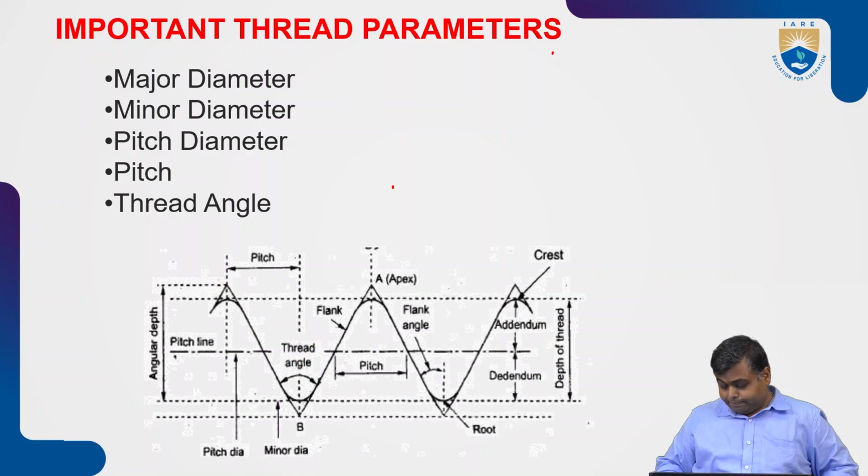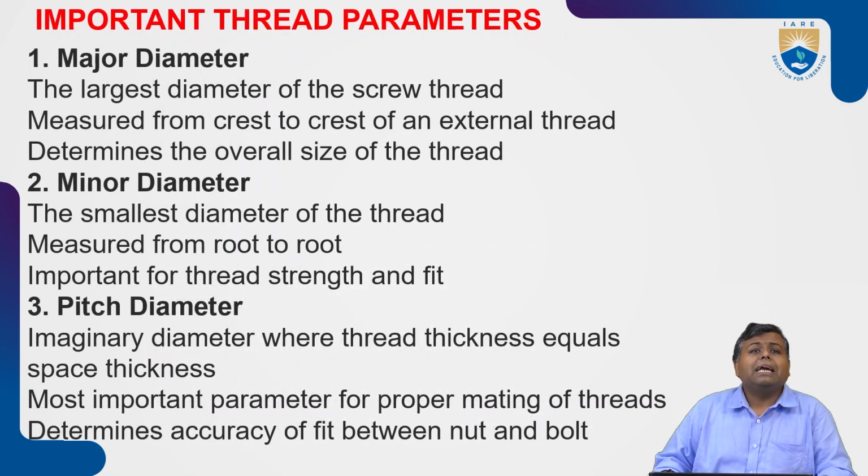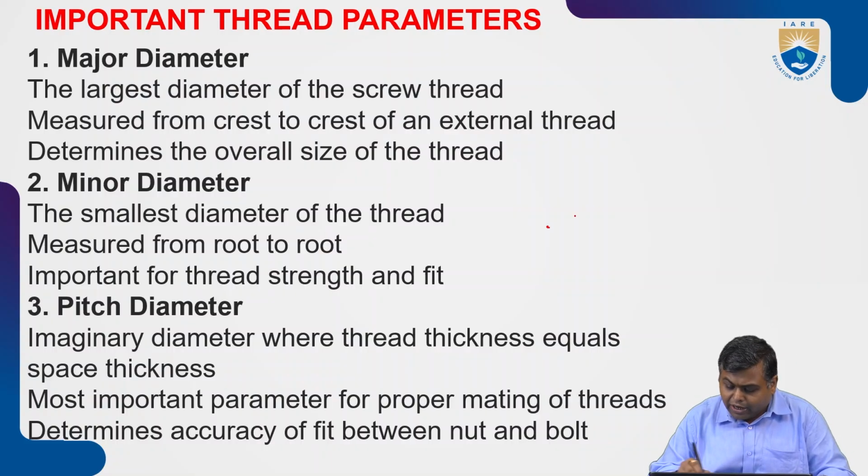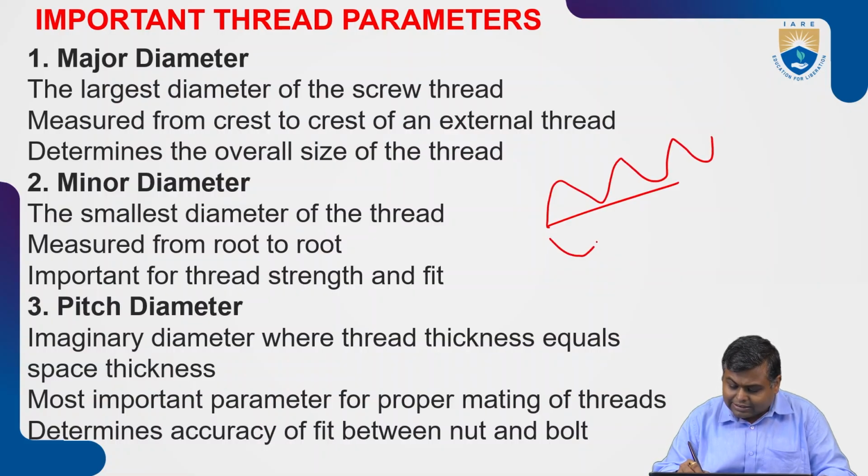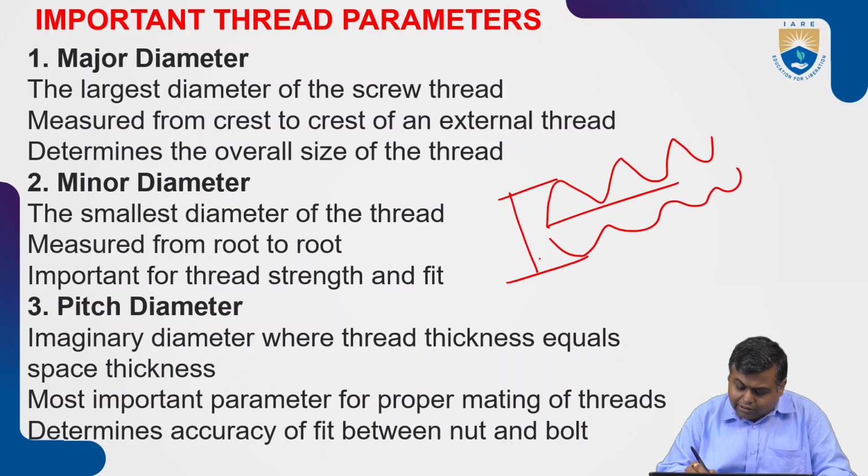so that the measurement of this helps us make a proper fabrication of the screw thread. Now, major diameter is the largest diameter of the screw thread, measured from crest to crest of an external thread, and it determines the overall size of the thread. Now, if I draw it very simply, this is one side of the screw and this is the other side of the screw. This is called the major diameter of the screw.